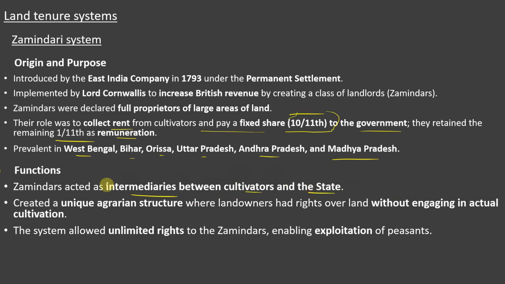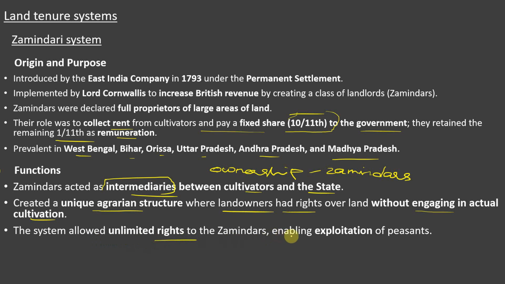As I have said earlier, they act as an intermediary and they create a unique agrarian structure where landowners had rights over land without engaging in actual cultivation. So these persons, the zamindars, are the land owners. So the ownership lies with the zamindars. But they did not cultivate the land, and this system allowed unlimited rights to the zamindars, enabling exploitation of peasants.